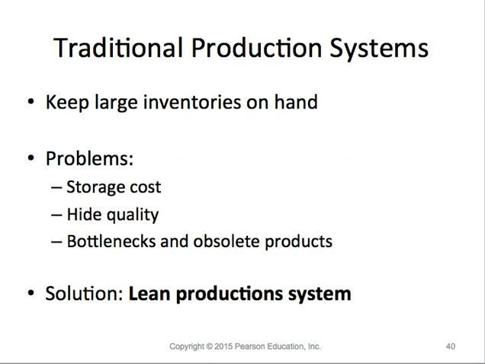So traditional production systems keep large inventory on hand. You want to make sure that when you need them, it's in the inventory. But there's a problem: storage cost. Putting things in the inventory is very expensive. One is the space you need. You rent a space, and it could cost you.